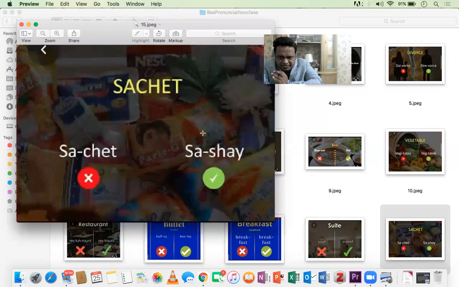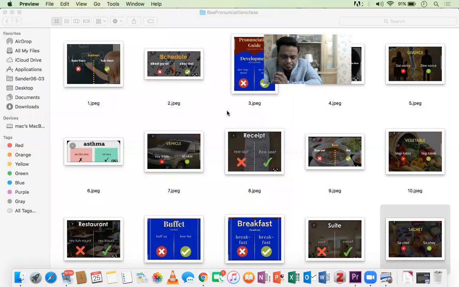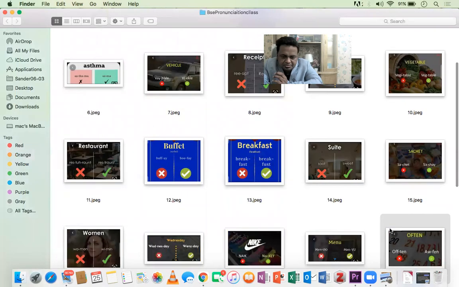This one is sachet, a small, tiny pack of anything. And T is silent here. In the British pronunciation, it is pronounced as sachet. Yeah, sachet pack. Because in the British pronunciation, the T is silent. And let's scroll down.